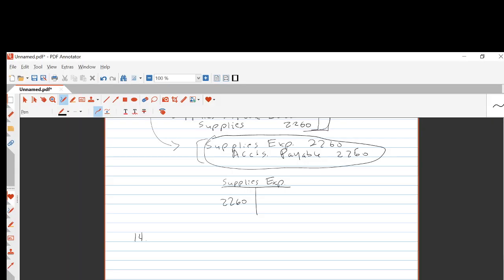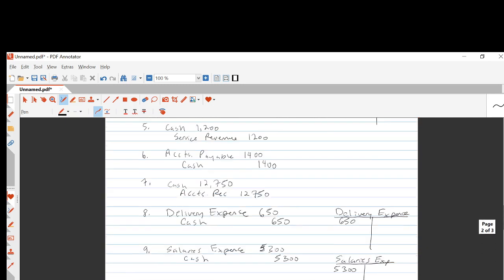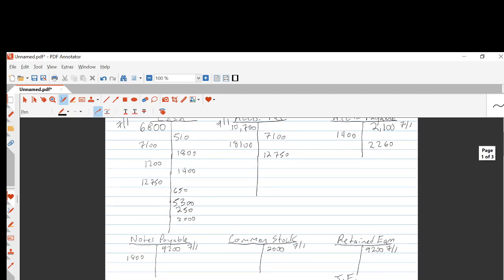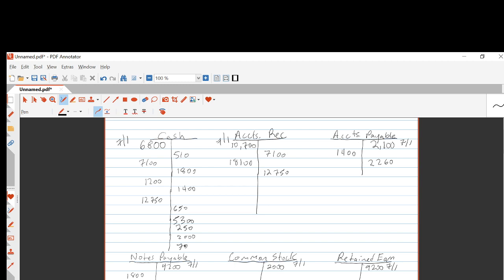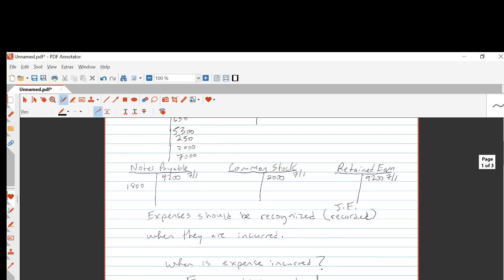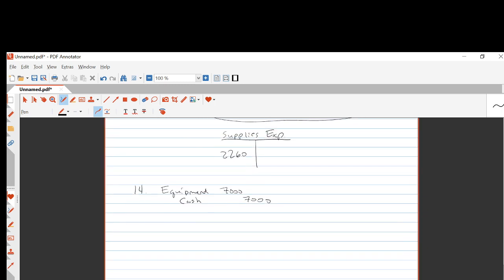So equipment goes up. We'll indicate that with a debit to equipment. Cash goes down. So we'll credit cash. So we'll update the cash account, 7,000. And equipment, it's a new asset we now have. We need to set up a T account for that asset, and it has 7,000 in it.